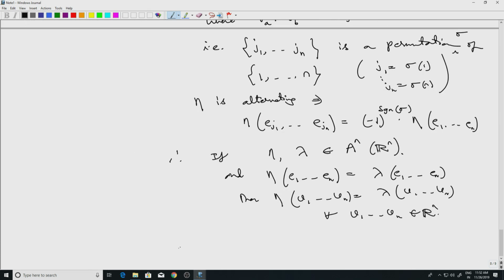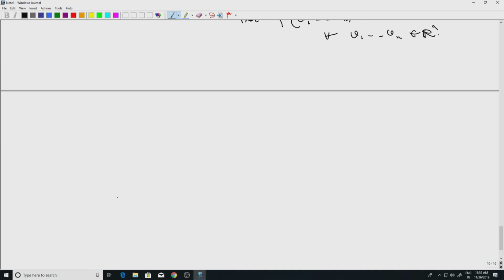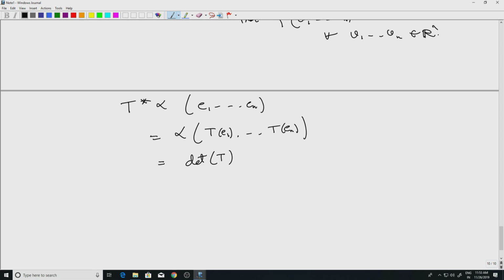So that reduces it to the case of looking at a basis vector. So let's see what happens for a basis vector now. I want to look at T star alpha, where alpha is the determinant, acting on E1 up to En. This is alpha acting on TE1 up to TEn, which is just the determinant of the matrix with columns TE1 up to TEn. After all, TE1 will give me the first column of the matrix of T, etc.